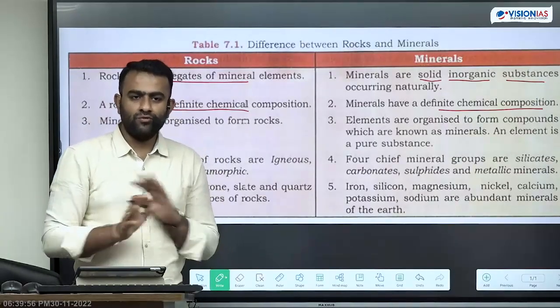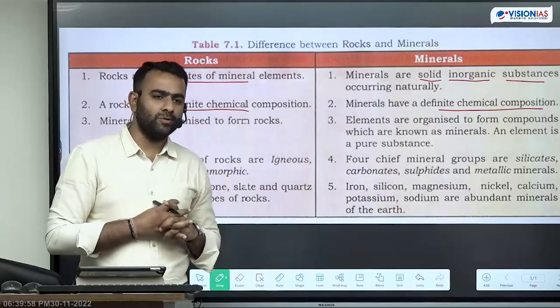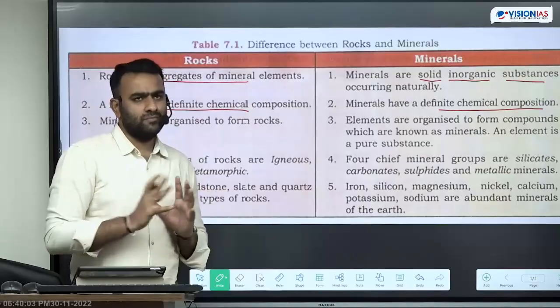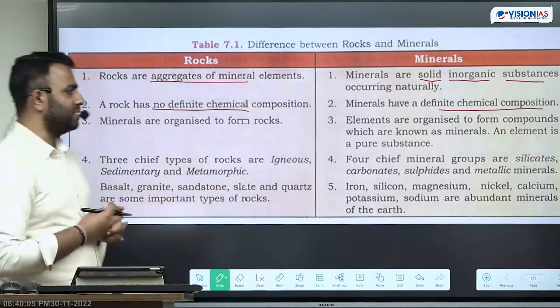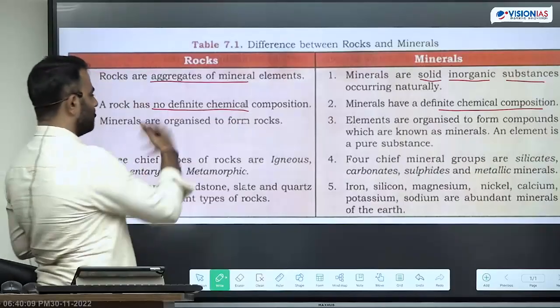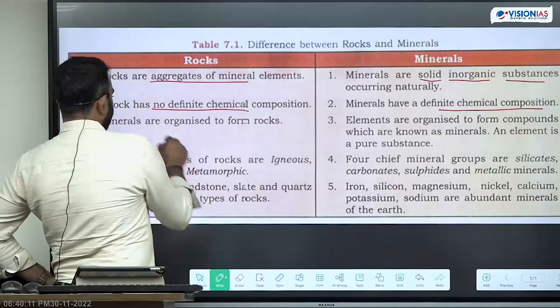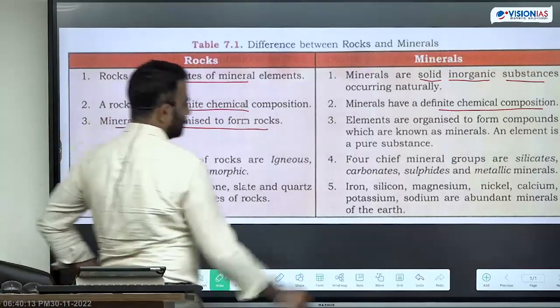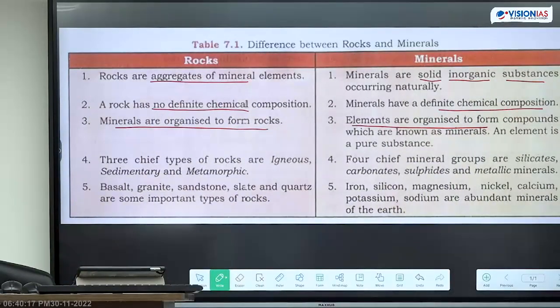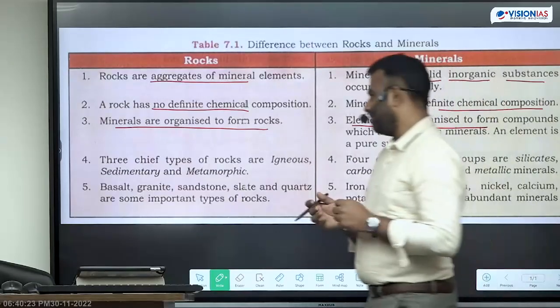Okay? So we don't define the rocks by chemical composition because every rock on the surface of earth is different. Just some major commonalities would be there. That is why no rock has a common chemical composition. There is no chemical composition as such. Minerals are organized to form rocks. Elements are organized to form minerals. The grouping of different minerals is what is rock. Grouping of different elements is mineral.